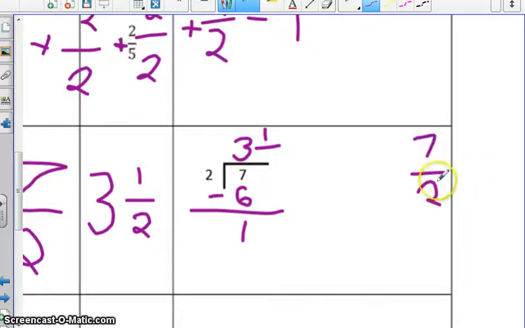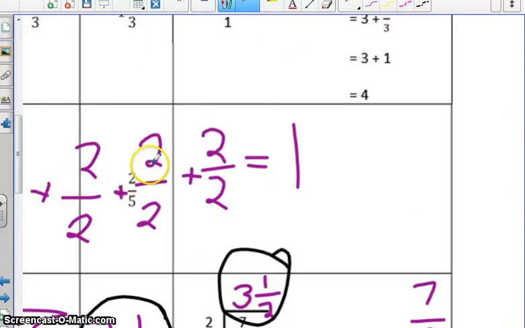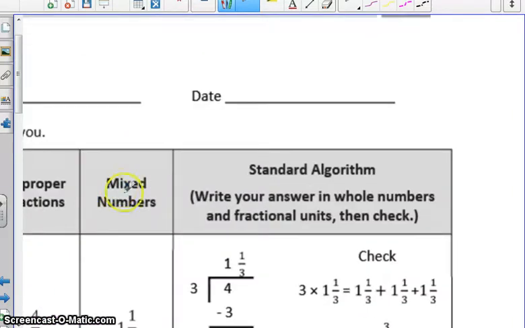Division, 7 divided by 2. So this is the denominator. Then it's going to be the same denominator here, 2 halves. So it's 3 and an extra half left over. Now if you'll notice, this answer and this answer are exactly the same. Because if we scroll up, the mixed number is also the standard algorithm, which is just a fancy way of saying solve it with long division in this case, and then check it.